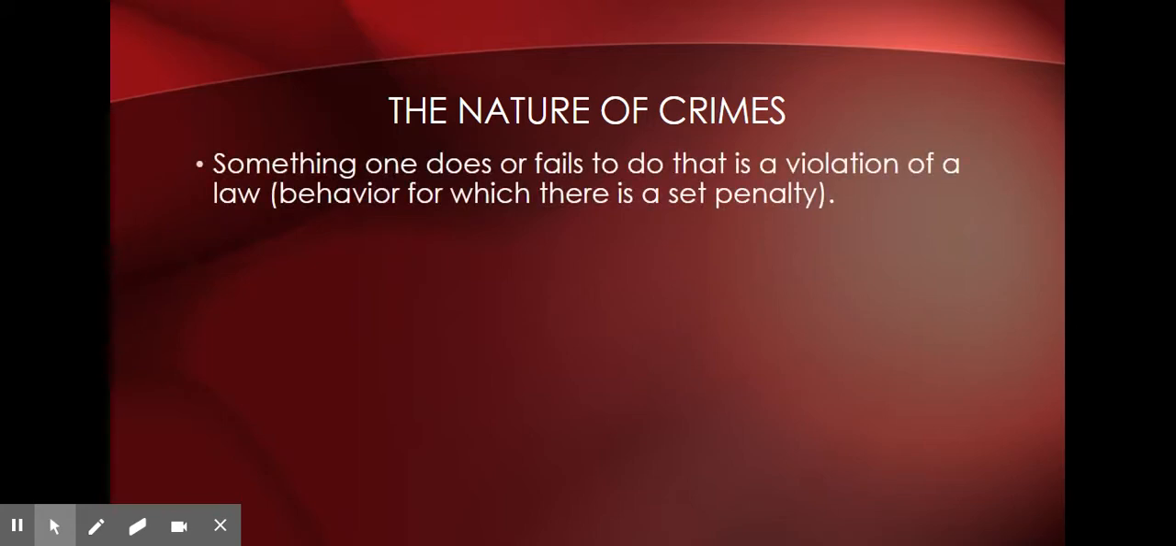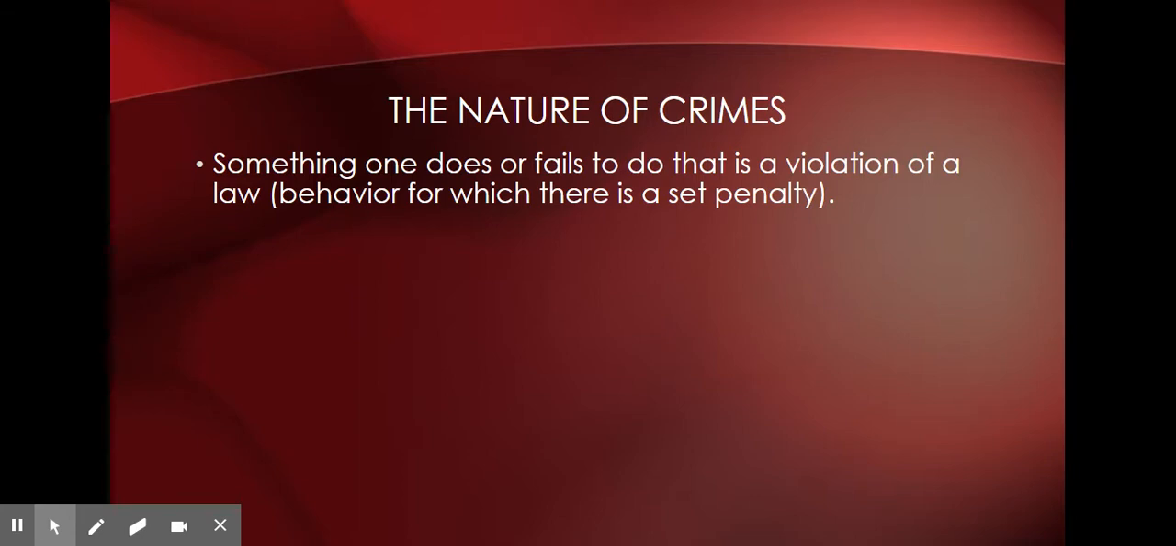Something that one does or fails to do that is a violation of a law is a crime. And for this behavior, there is a set penalty. You need to get this definition down. This is what the definition of crime is. It is something you do or something you fail to do that is a violation of a law, and there is a set penalty.